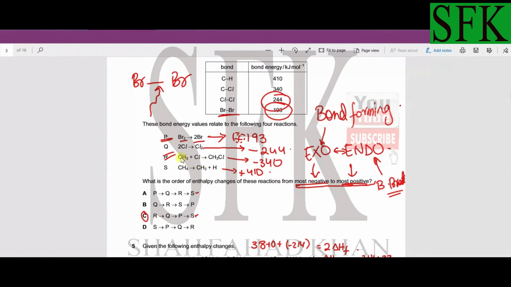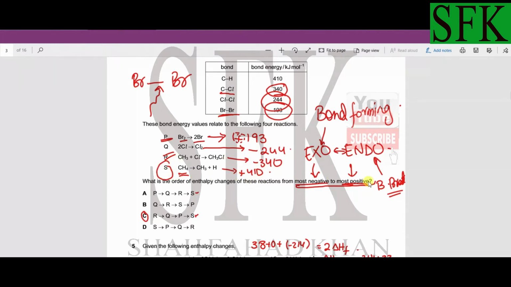If a bond is being formed between carbon and chlorine atom, it's again going to be an exothermic reaction, and the data given over here is 340, but negative 340 because it's an exothermic reaction. And the last one is a bond breaking reaction, because one hydrogen atom is removed, so one carbon-hydrogen bond is broken, so it's going to be a positive value, plus 410. This is the most positive one.